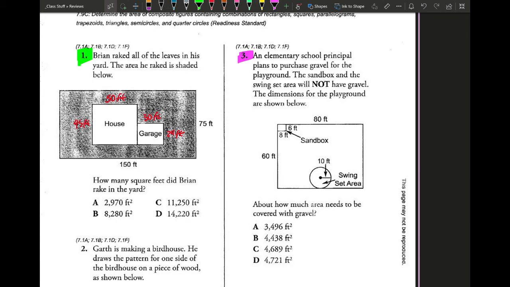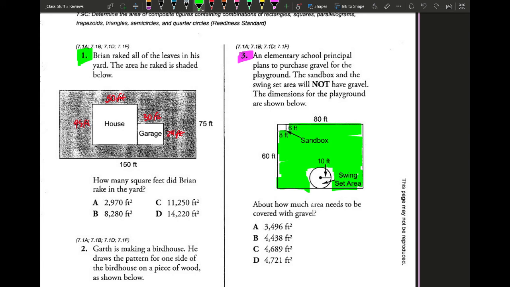So number 3 says, an elementary school principal plans to buy gravel for the playground. The sandbox and the swing area will not have gravel. So I'm not going to put any gravel in those areas. I'm going to put gravel in everything else. So I'm just going to put gravel everywhere except for the sandbox and the swing area. Those things will not have any gravel. So I'm just going to put gravel right there. So I need to find how much gravel I need to use.